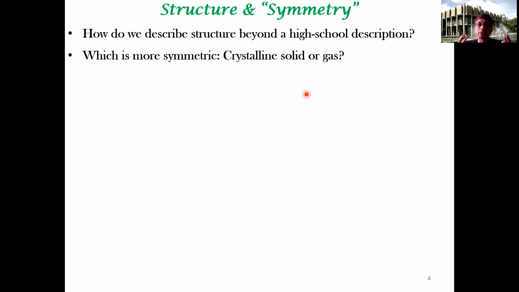So let's start with asking this question. Which do you think is going to be more symmetric, a crystalline solid or a gas? Take some time to think about it. Many of you might have guessed that the crystalline solid seems to be more symmetric, right? There is a certain uniformity in chemical structure, so you may claim that a crystalline solid is more symmetric. Let's look at this in a more fundamental manner.